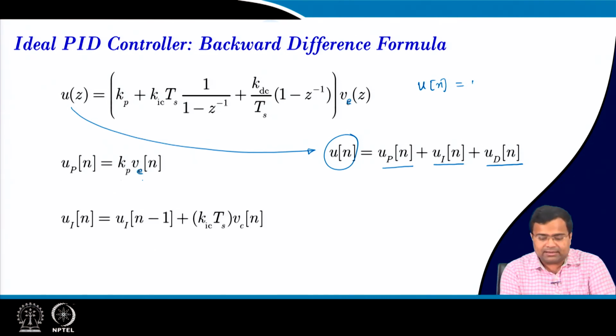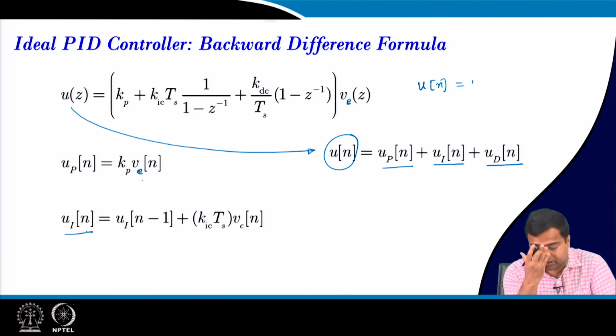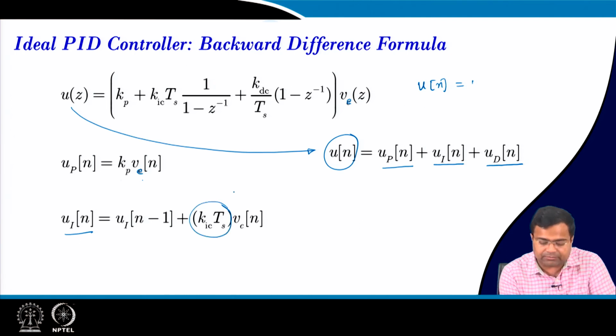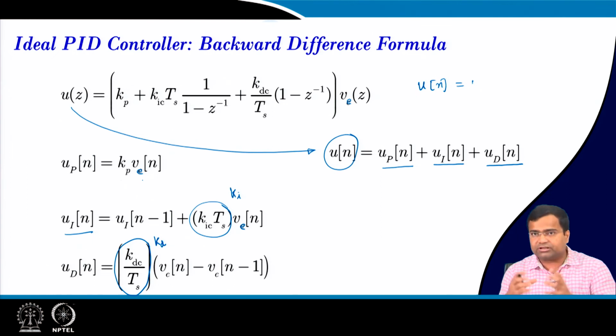What is the integral term? We already know that under the backward difference formula, u_i of n is nothing but u_i of n minus 1 plus this term, which is the discrete time integral gain, times the error. And then the derivative is nothing but the discrete time derivative gain, K_D discrete, which is the continuous time derivative gain divided by Ts, times e(n) minus e(n minus 1). So, this is the formulation.